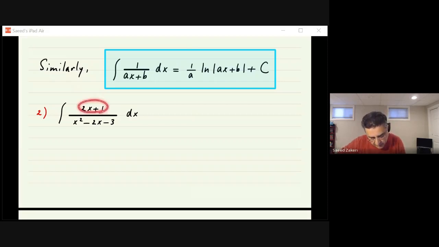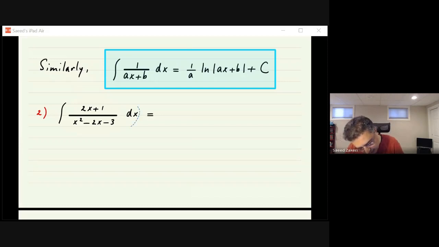If the top was 2x minus 2, which is exactly the derivative of the bottom, the derivative of the bottom is 2x minus 2. If I had that on the top, it would be a piece of cake. I would call the bottom u, and then the derivative du would be 2x minus 2 dx. So this would be very simple. But unfortunately, it's not like that. So what I try is I take a look at the denominator, and I start by trying to factor the denominator. It's very easy to factor the denominator here, as you can see.